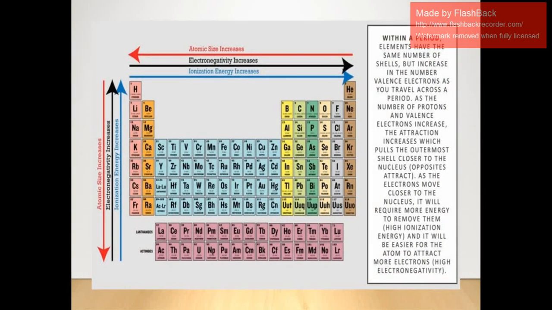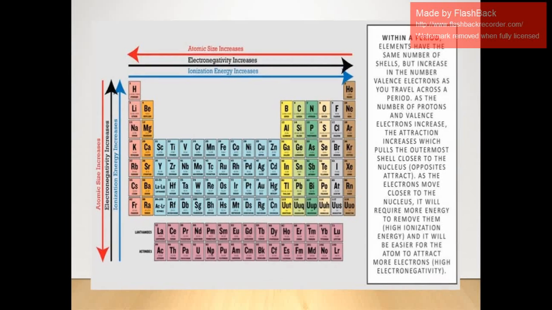Within a period, elements have the same number of shells but an increase in the number of valence electrons as we move across a period. As the number of protons and valence electrons increases, the attraction increases, which pulls their outermost electrons closer to the nucleus. As the electrons move closer to the nucleus, it will require more energy to remove them, and it will be easier for the atom to attract more electrons, that is, it will show high electronegativity.